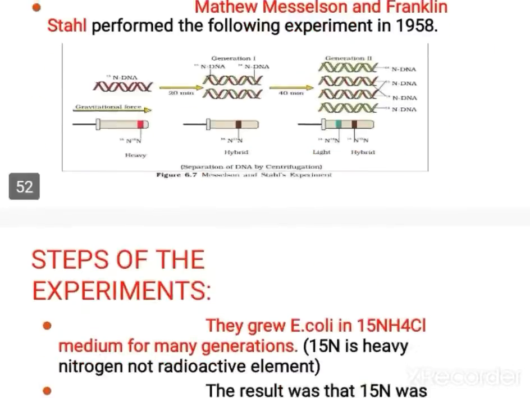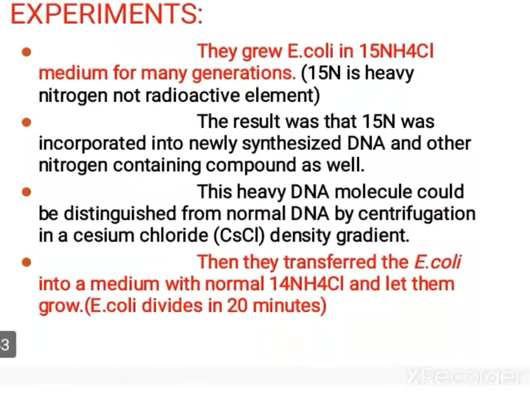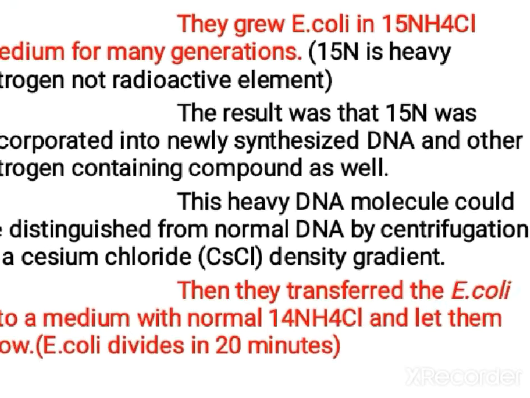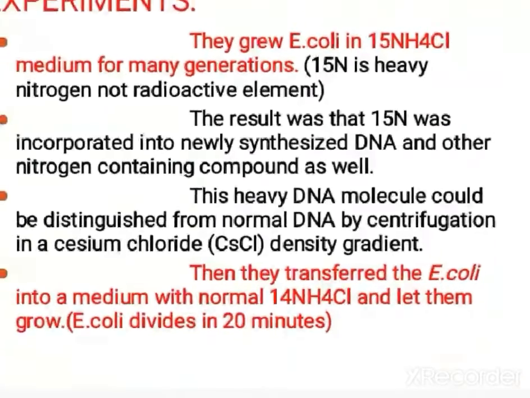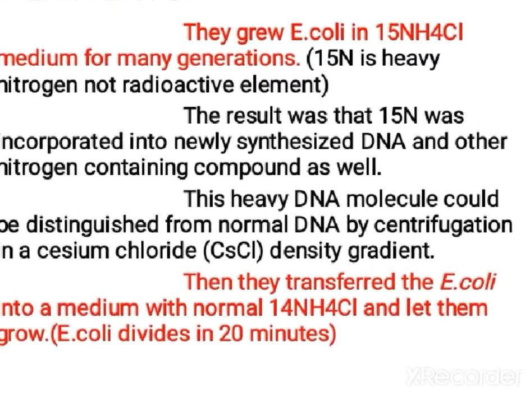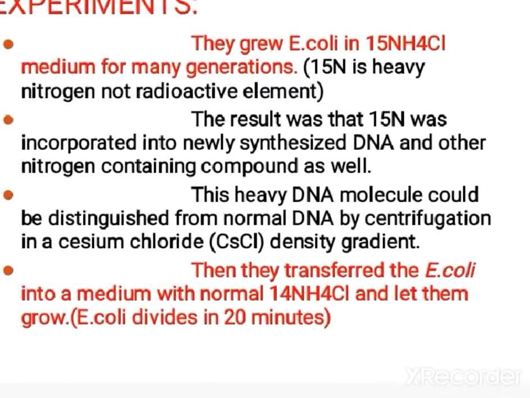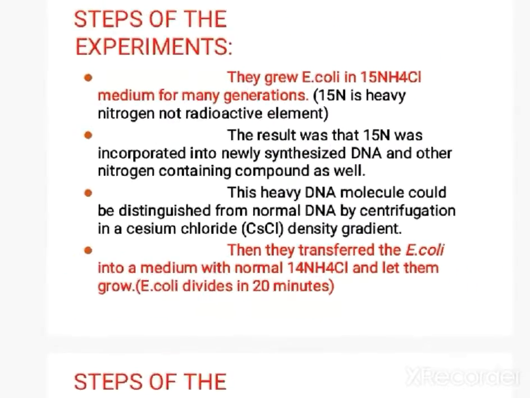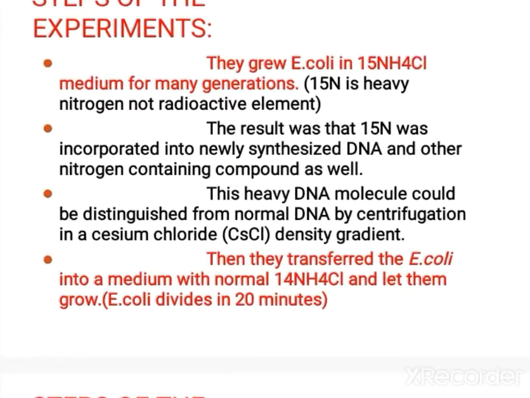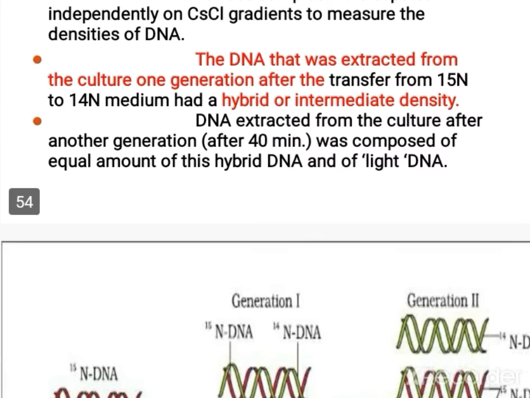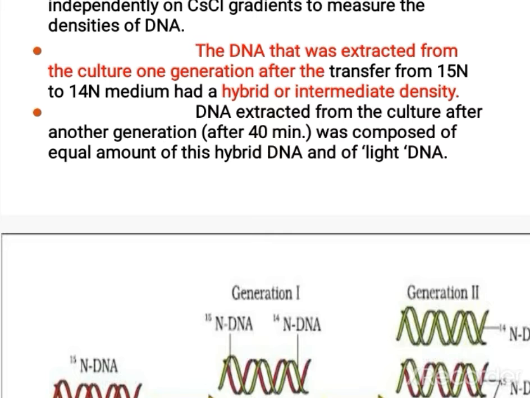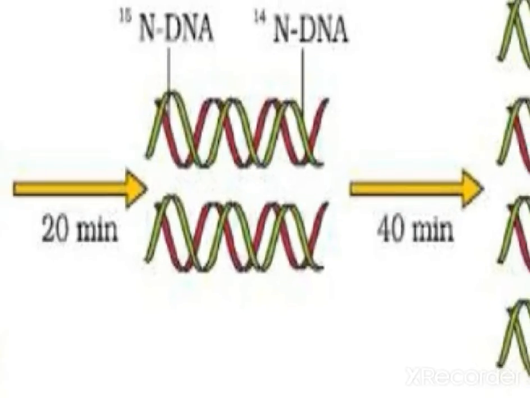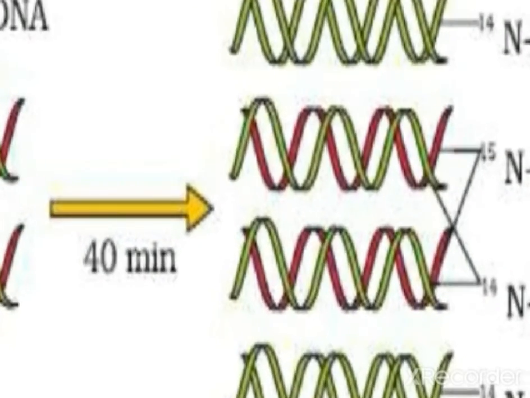Now let us see the experiment. I already told you N15 is the heavier nitrogen. It is not a radioactive element, it is the heavy nitrogen isotope, and the other one is N14. First it is grown in N15 medium, then later transferred to N14 medium. After 20 minutes they were shifted and they started to divide also. Then they continuously grew in N14 medium only.